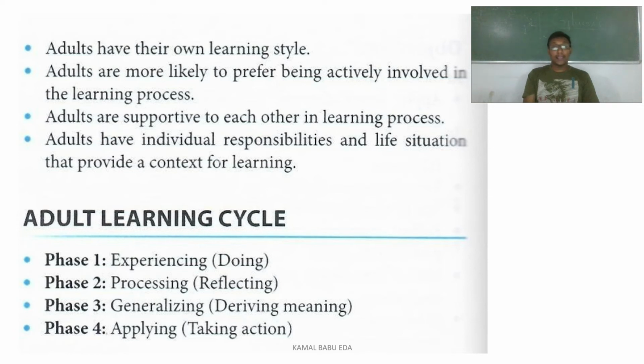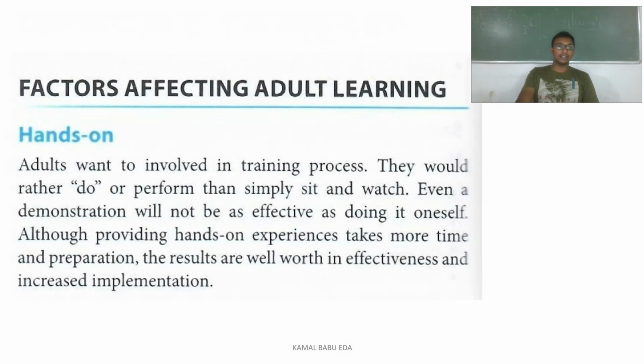As I'm saying, everybody has individual responsibility. When you grow up, you have your own responsibility and your own life situation, and this motivates you to learn a new thing. The adult learning cycle has four phases. The first phase is experience, the second is processing, the third is generalizing, and the fourth is applying. That is doing, reflecting, deriving, and taking action. This is the adult learning cycle.